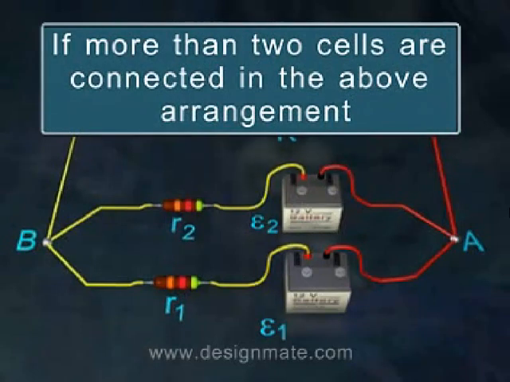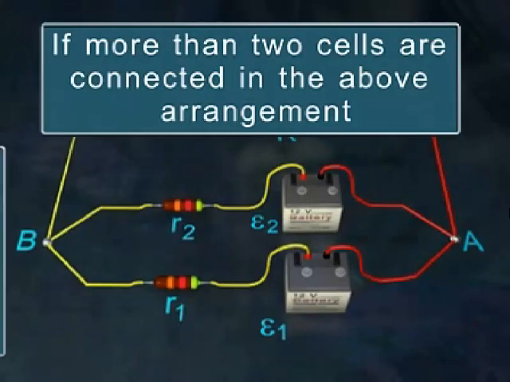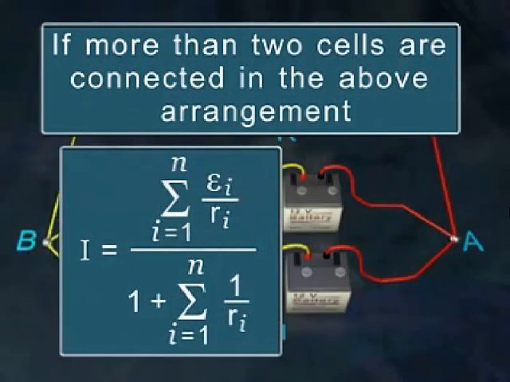If more than two cells are connected in the above arrangement, let the number be n. Then, in general, I is equal to summation from i equal to 1 to n epsilon i upon Ri, upon 1 plus R into summation from i equal to 1 to n 1 upon Ri.